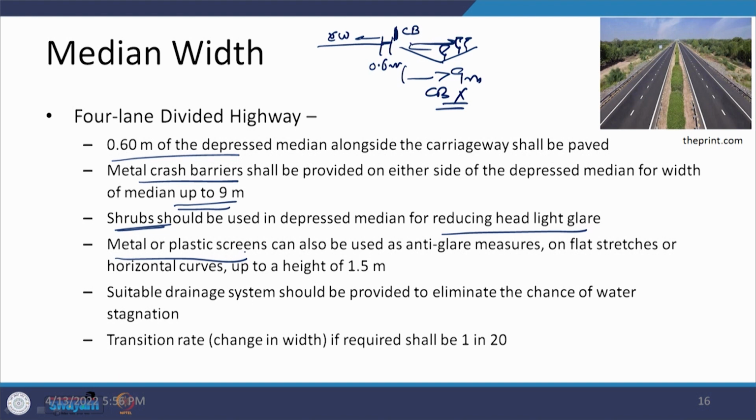They can be used on flat stretches and horizontal curves, but the height can be at the maximum 1.5 meters. A suitable drainage system has to be provided so that there is no stagnation of water in the median, and that is the reason there should be a drain at the center of this median. So, whatever water flows from this direction and this direction is collected in this drain and taken longitudinally, and at one point of time it is going to be drained out from the system towards the side. Transition, if there is any, is done at a rate of 1 in 20. So, that is how we are doing it.